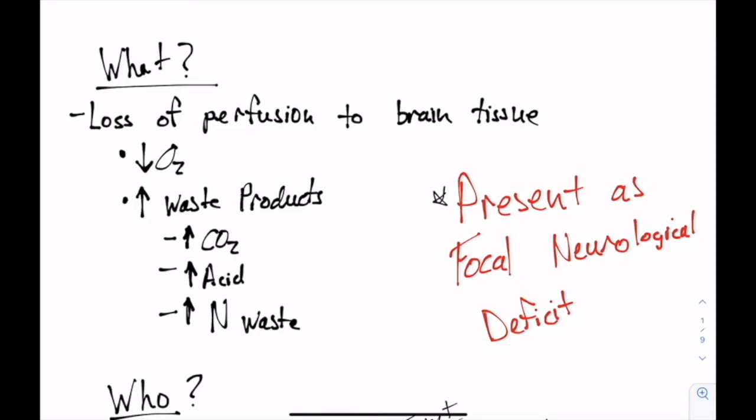Stroke will present as a focal neurological deficit. Let's break down that word. Focal means focused, so it will be in one contained area. For instance, if my arm goes numb. Neurological, meaning that it's neurological in nature. So that means it could be a motor issue, a sensory issue, and then deficit meaning some sort of deficiency.